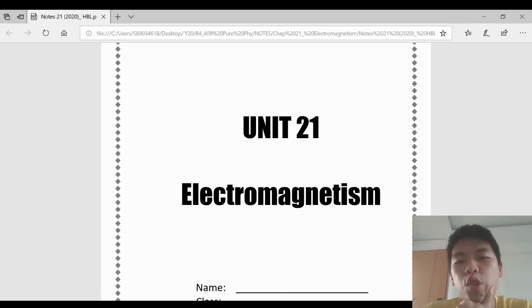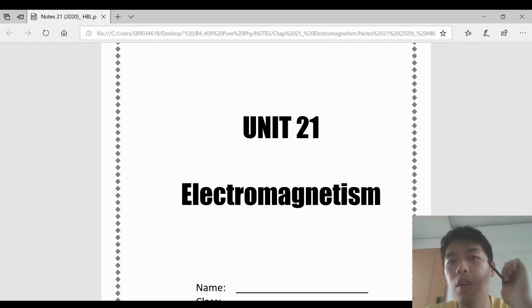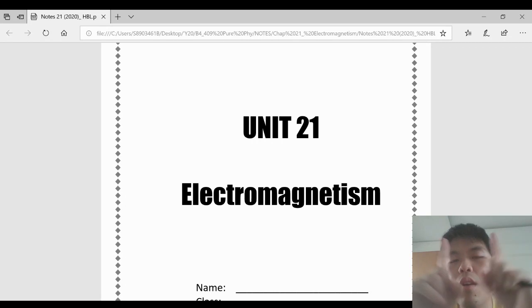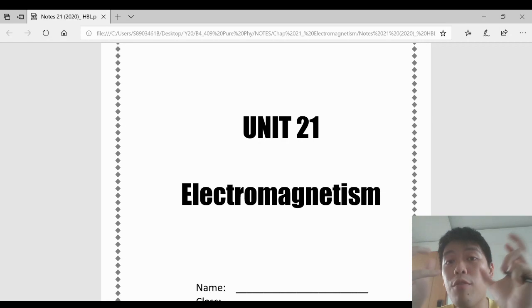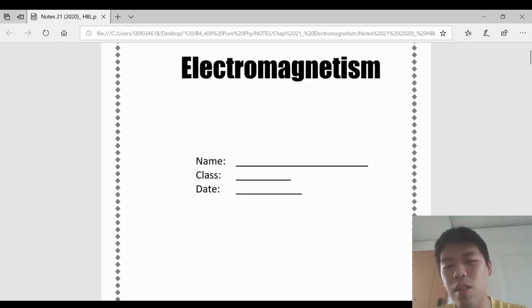Today we'll start on a new chapter, Unit 21, Electromagnetism. We'll be building on two previous parts. One is on magnetism and the other one is on electricity. So these two can come together and they are able to change from one form to another very easily. So let's take a look here.